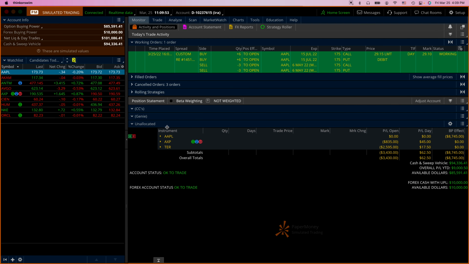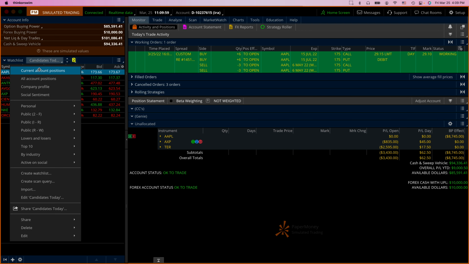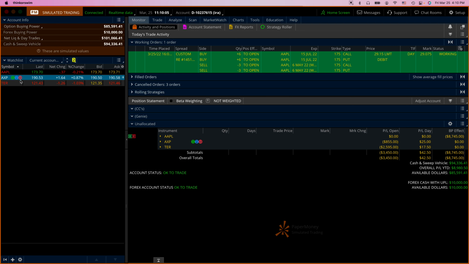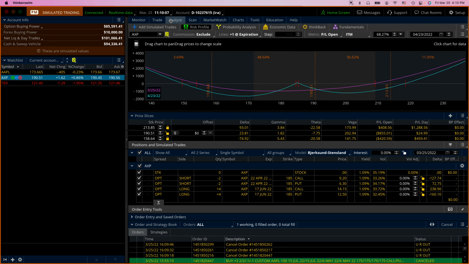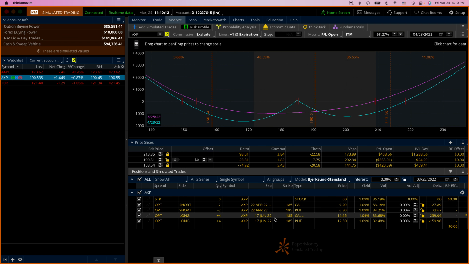Okay, let's look at our other positions. We have positions on AXP and TER. Let's say current account positions. Okay, so the Apple is being traded. AXP, let's look at the Analyze tab. That's looking good. I don't think I want to change anything. If it was over 200, I would sell calls. If it was below 170, I will sell puts. I don't need to do anything right now. The expiration is April 22nd. There is plenty of time to go.